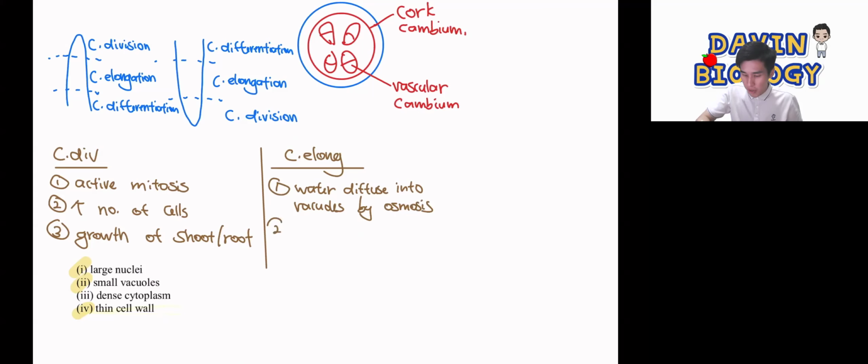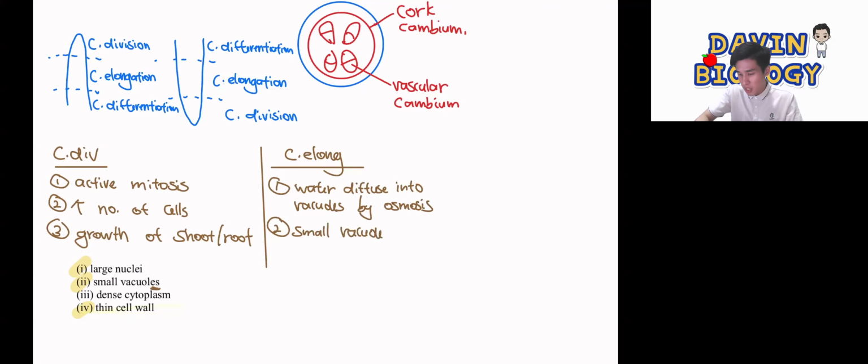And then the small vacuoles. At the zone of cell division, the cells have many vacuoles, but they are all very small. Now these vacuoles will start to merge. So basically, small vacuoles will merge to form a large vacuole.